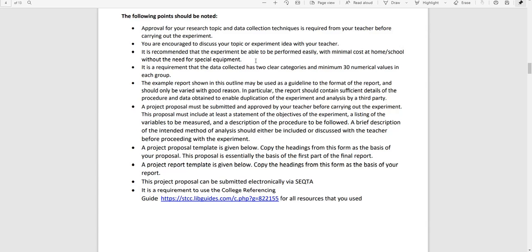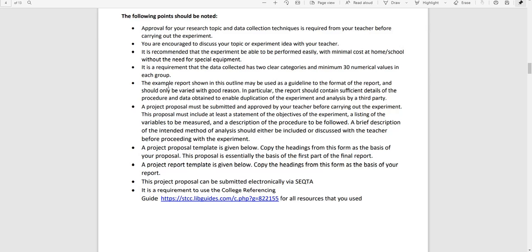It's recommended the experiment is able to be performed easily with minimum cost, without the need of special equipment. I mean, if you have the special equipment, fine, then use it. But if you need to measure the speed of sound at different altitudes or something, that's not going to work because that's a lot of technical equipment. Keep it simple. It is a requirement that the data collected has 2 clear categories and a minimum of 30 numerical values in each group.